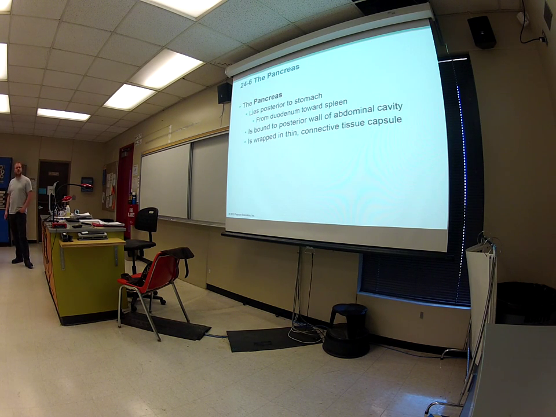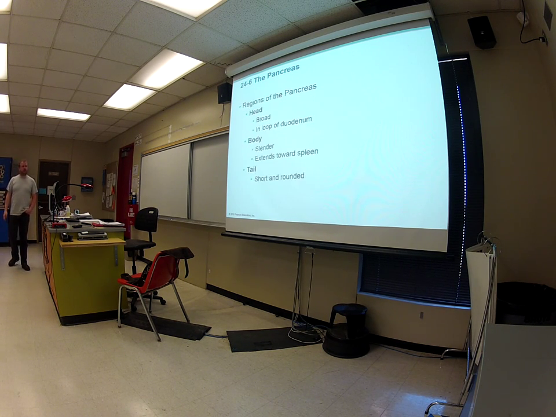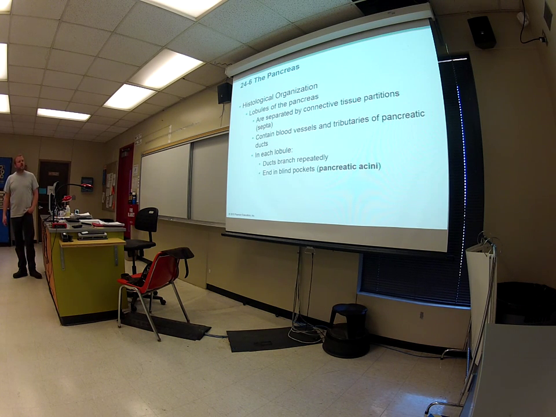Okay, pancreas. Well, this is interesting because we already know that the pancreas is both an endocrine and exocrine gland. In this case, we're going to be mainly talking about its exocrine functions. All right. Head, body, tail, not too worried about this. You should know where it is located. Okay. It does have specialized cells, and these specialized cells secrete certain things such as glucagon and insulin.